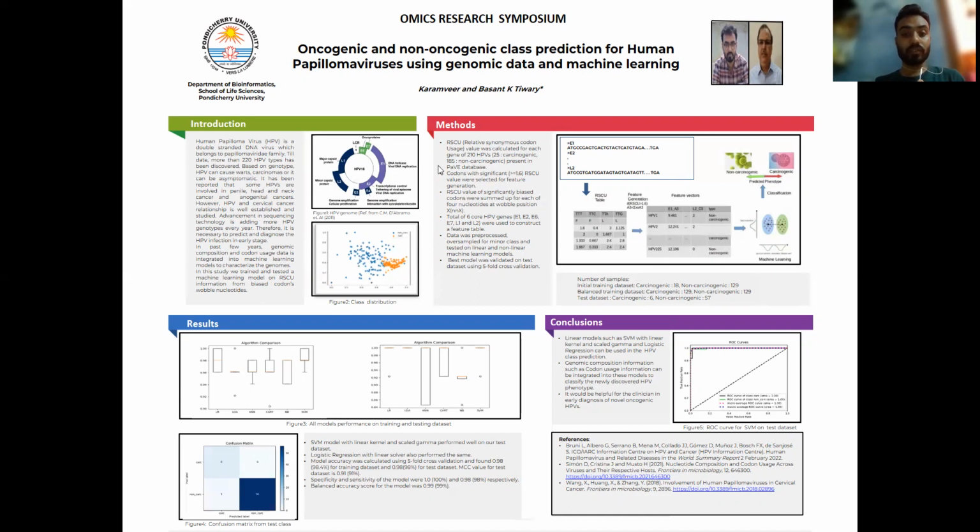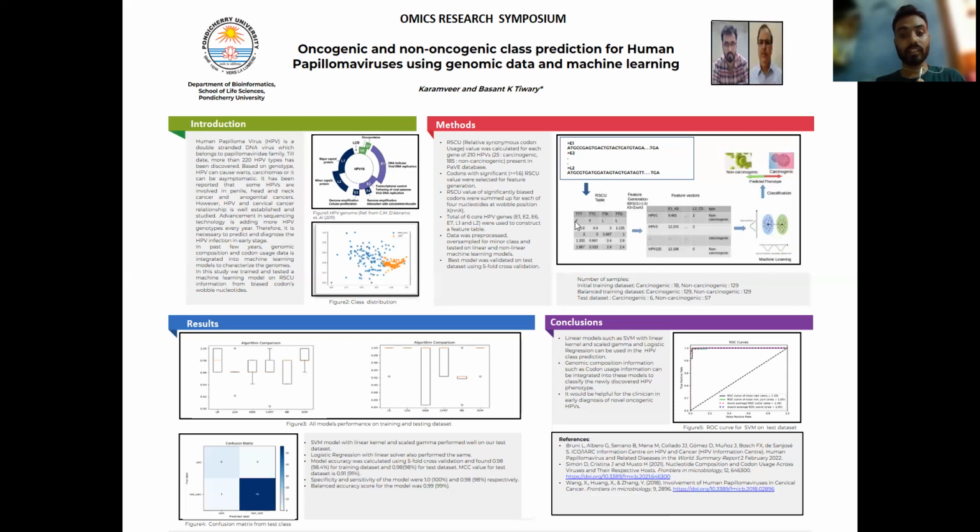Here we have used 6 core genes from the HPV genome, which are present across the mammalian genome. E1 and E2 are involved in replication and transcription, E6 and E7 are oncoproteins, and L1 and L2 are capsid proteins. So we have taken these 6 proteins.